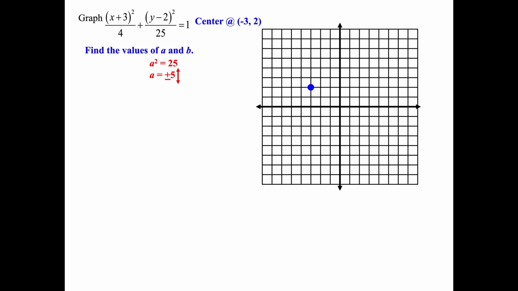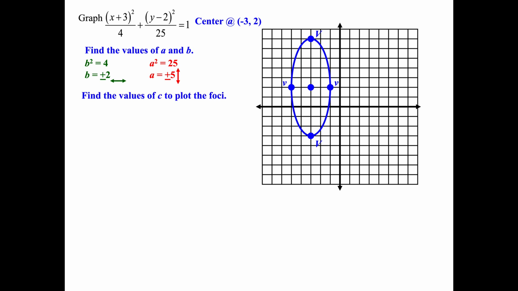A squared is going to be your 25. We're counting up and down 5 to the capital V's. B squared is going to be 4. Square root of 4 is 2, so we're counting left and right 2. There's my covertices. And again, we have that skinny looking ellipse here.